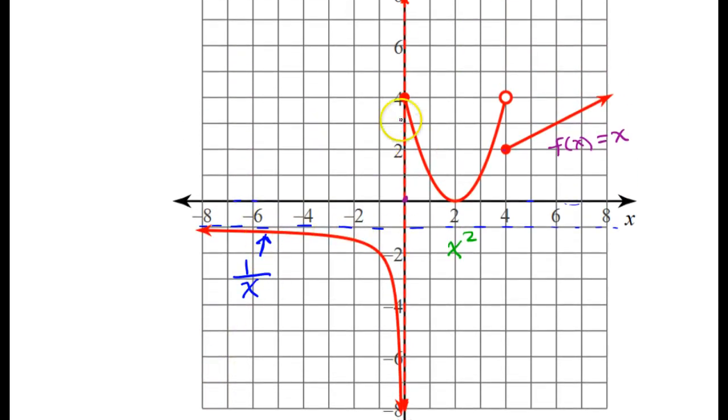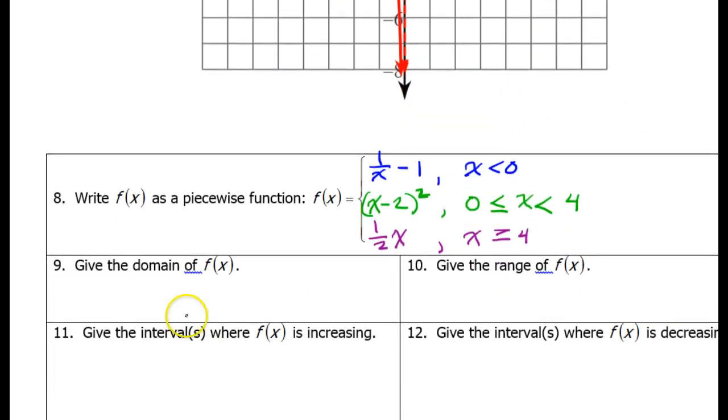I'm scanning across looking for any missing x values. There are none. The domain of the function as a whole goes from negative infinity to positive infinity. Even the asymptote, because of this closed circle, we have a point that has an x value of 0. So every x value is included. So the domain is going to be negative infinity to positive infinity.